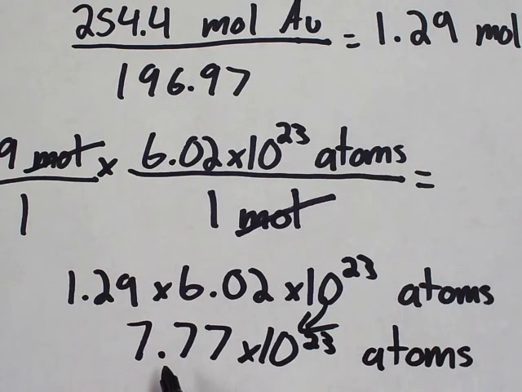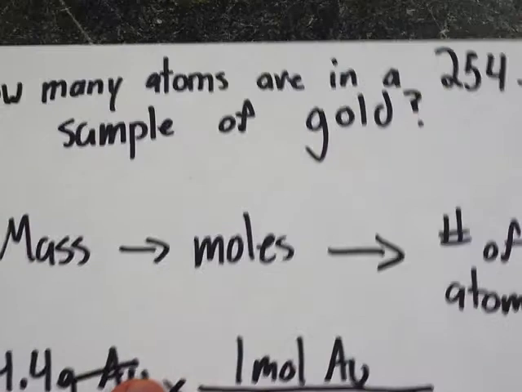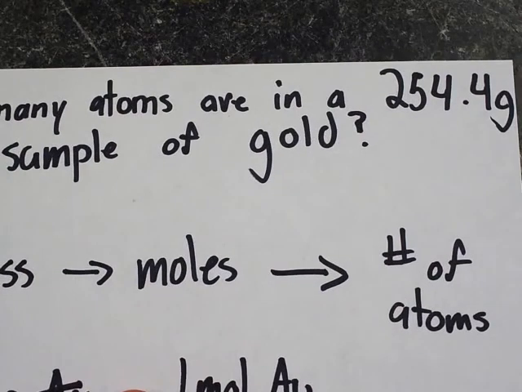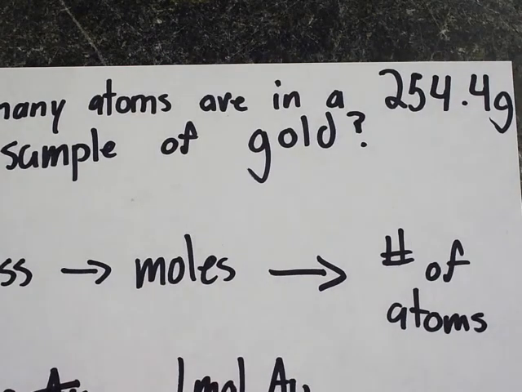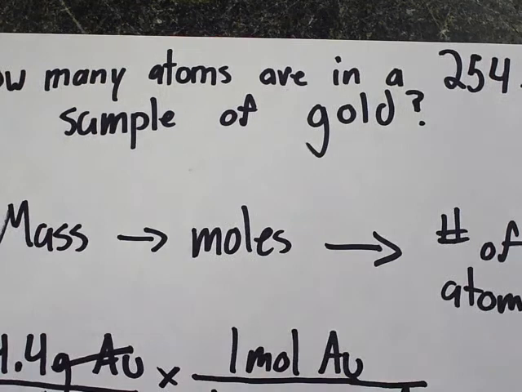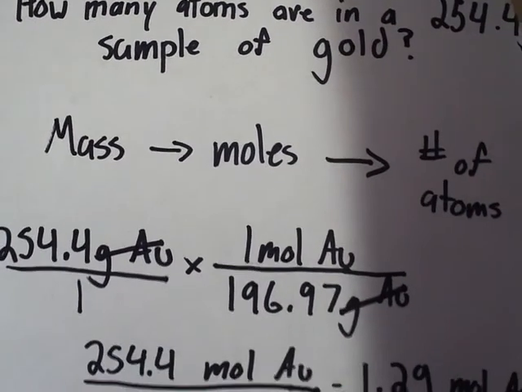So I'm going to do a quick check, make sure I'm in proper scientific notation. I am here because I've only got one non-zero digit to the left of my decimal. So times 10 to the 23 is the correct way to write it, scientific notation. I have my unit atoms here. And I'm good. 7.77 times 10 to the 23 atoms. That's how many atoms are in a sample of gold that has a mass of 254.4 grams.